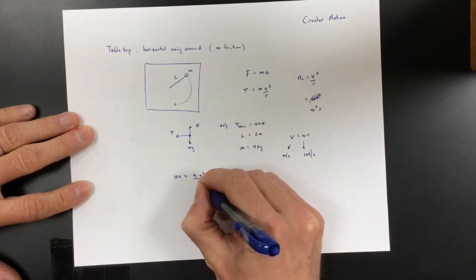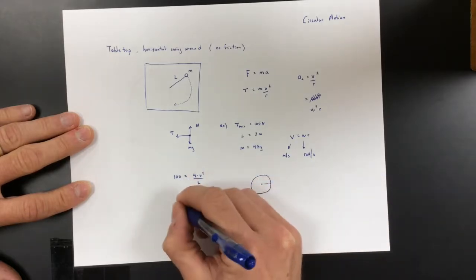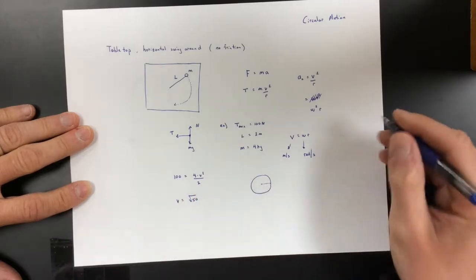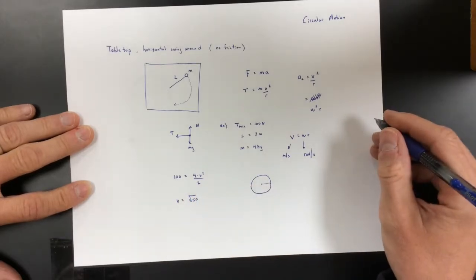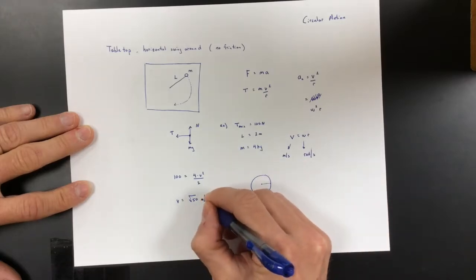What's v squared if we're spinning around with a length of string of 2? So this is just 2, and this is 50. And so v ends up being the square root of 50, which is about 7.1 meters per second.